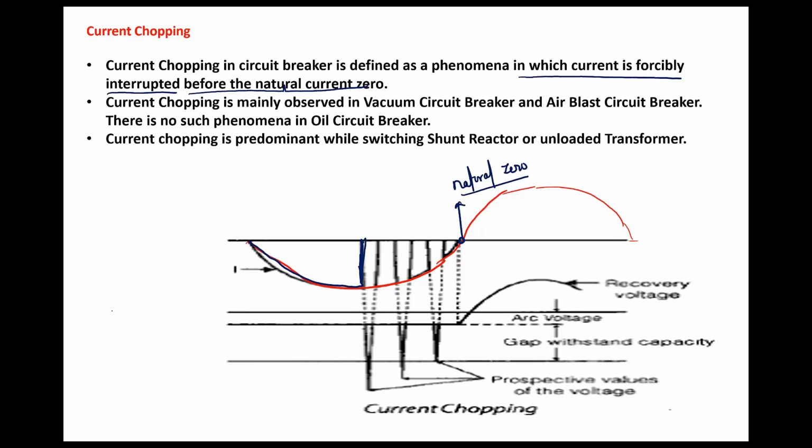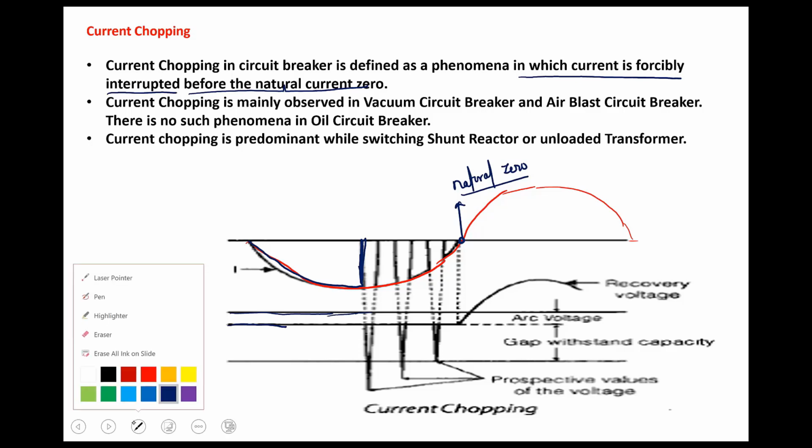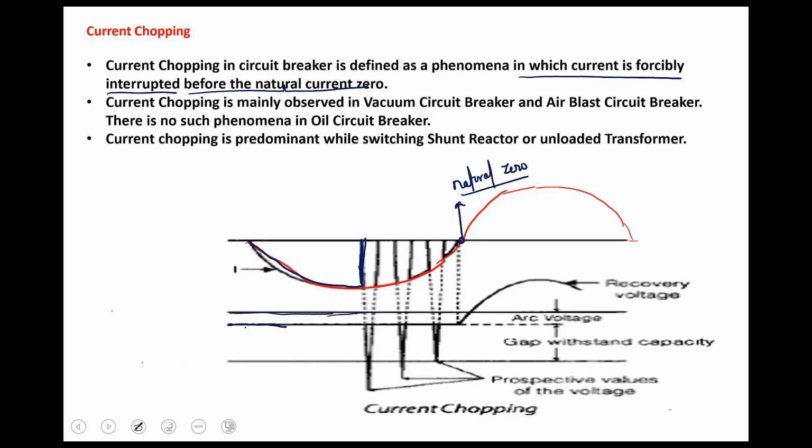Once you forcibly make this current zero, you can see the voltage. Before that, this arc voltage, which I am marking in green, was constant, and suddenly when you make the current zero, this voltage is shooting up. If this voltage value is higher, the arc will restrike. So again the arc restrikes, and the current gets back to this value.